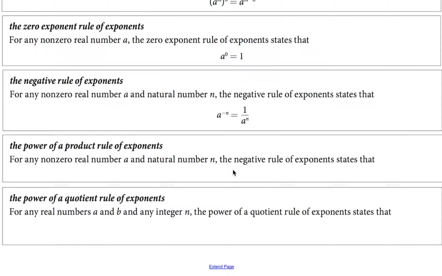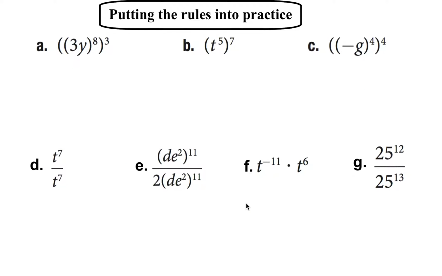And the power of a product rule says if we have some stuff inside parentheses raised to an exponent, everything in the parentheses gets raised to that exponent. And the power of a quotient is very similar to the power of a product. Again, everything in the parentheses gets raised to that exponent, and you still end up having your quotient. So let's put these into practice and take a look at some examples.